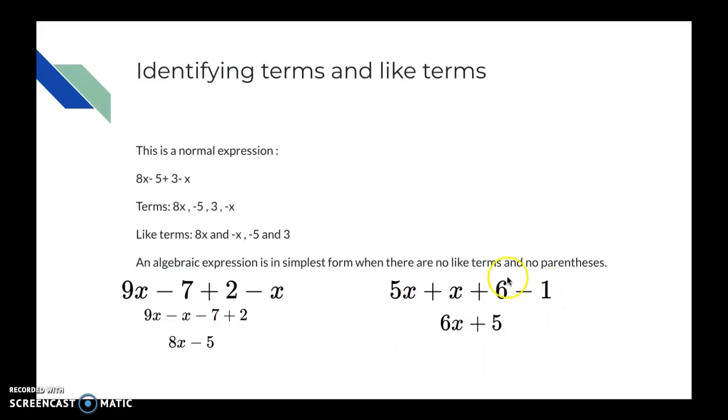So now let's take a look at this one. This one is much simpler because it's already put into an easy form to read. How do you read this out? 5x plus x plus 6 minus 1. There's a 1 in front of the x. You add them both, you get 6x.